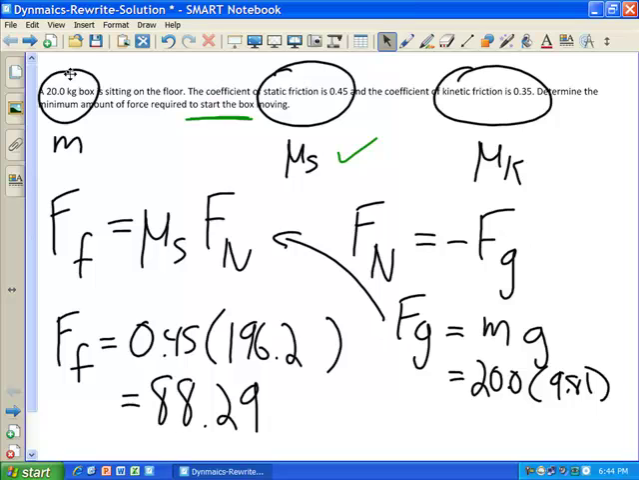So now I'm going to check significant digits. Looks like I only have two of them. You can see here and here. Well, I didn't use that one, I'm sorry. So I've got to change this answer to actually be just two significant digits. So I'll round that to 88 newtons of force required to get this box going.